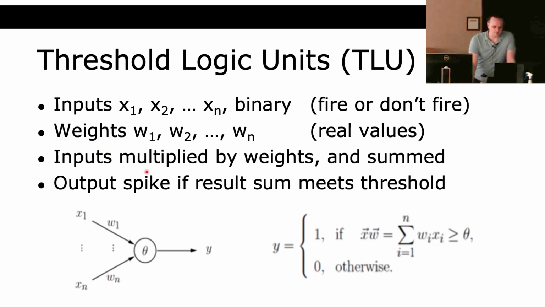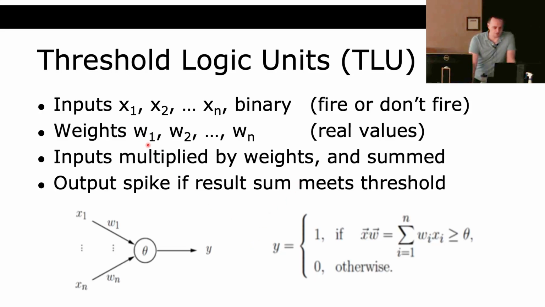Then the inputs are multiplied by the weights and summed together. So down here, we have the sum from i equals 1 to n of wi times xi. And remember, these xi's are either ones or zeros. If that sum is greater than some threshold that we put into the TLU, that's the last parameter, then the output is 1, otherwise it's 0.